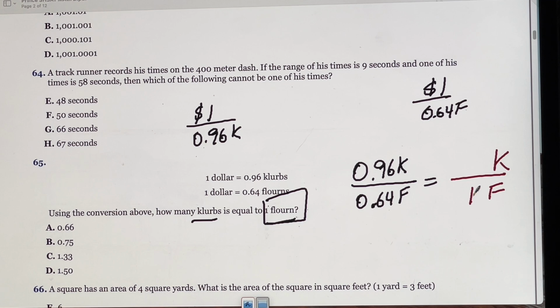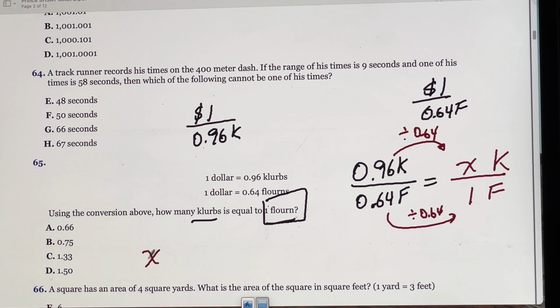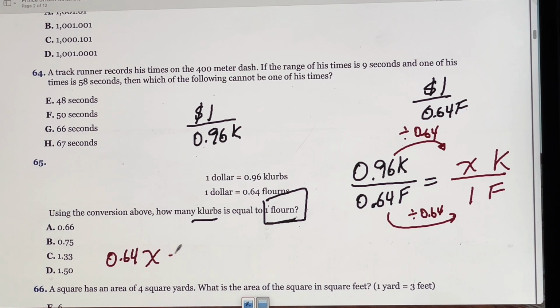Well, you can cross multiply, right? Over here, this is X. If you want to cross multiply, that's fine. Or the same thing, how do I get 0.64 to be 1? Well, you divide by 0.64, which means I have to divide the top by 0.64. If you cross multiplied, you would have gotten 0.64X equals, and 0.96 times 1 is 0.96. You're going to divide both sides by 0.64, right?